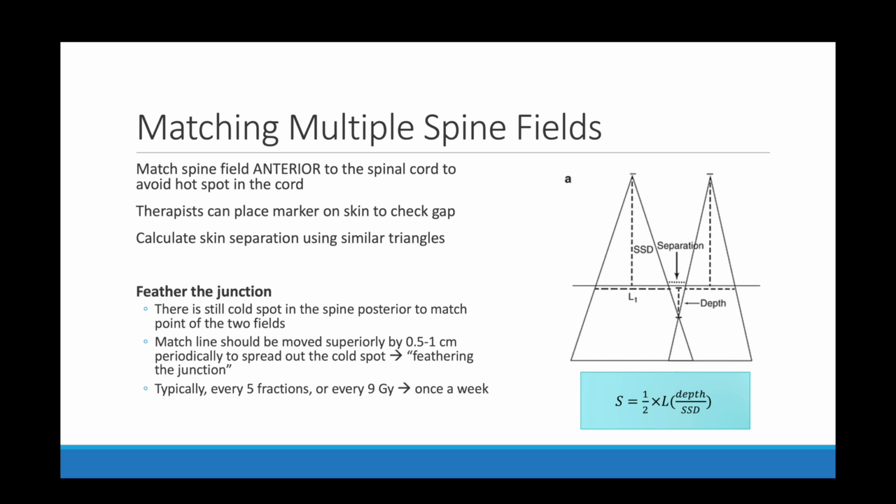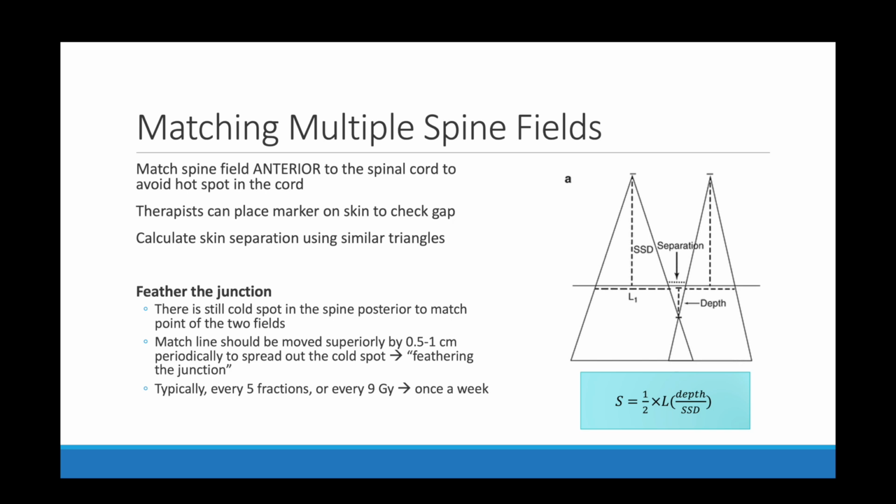Whenever we match these fields, the divergence is matching within the patient, at a depth within the patient, whatever depth is just anterior to the spinal cord. What the therapists are going to see on the patient's skin, when they're making sure that they're treating the appropriate field, is a separation between the two fields, and that's shown in this diagram here.